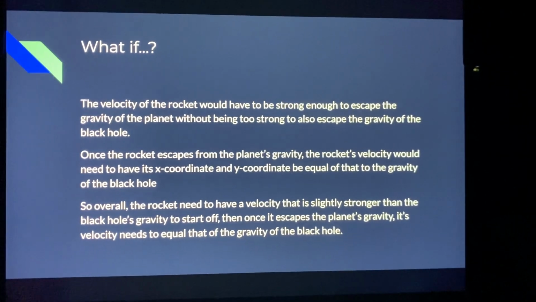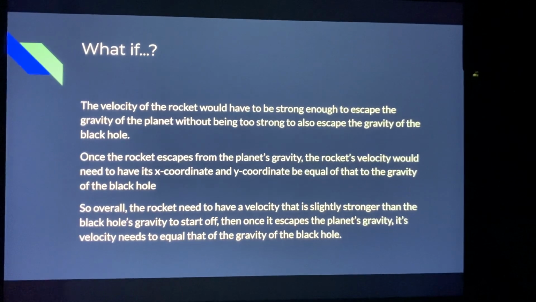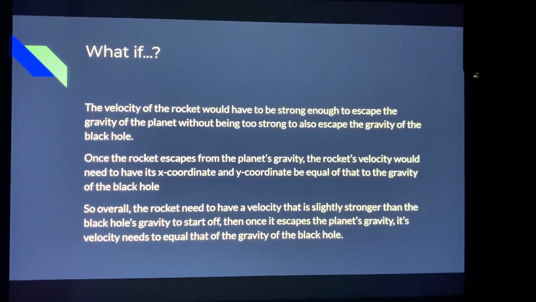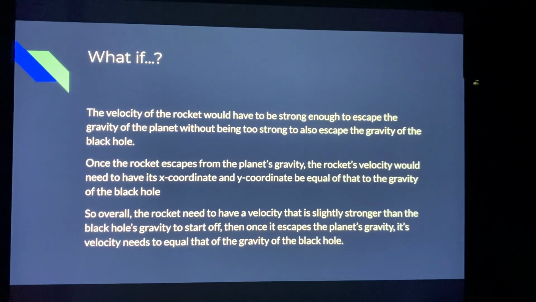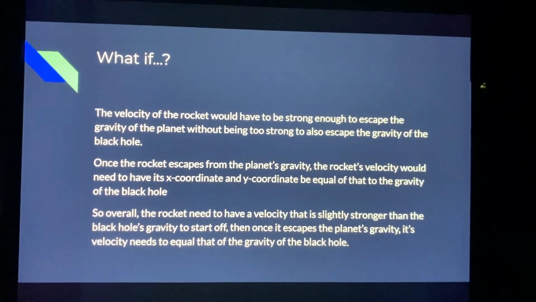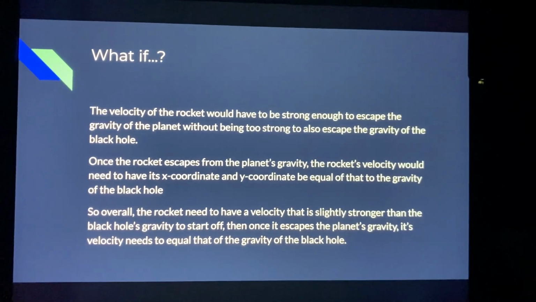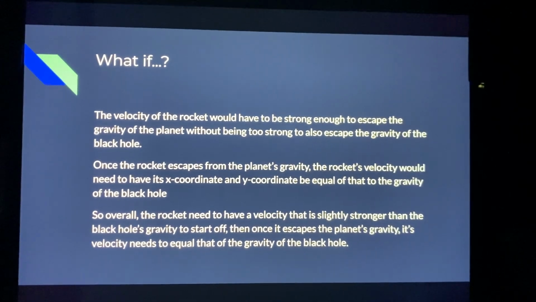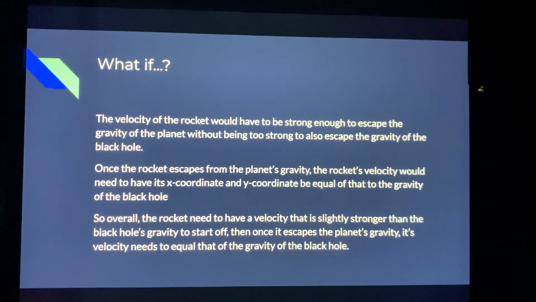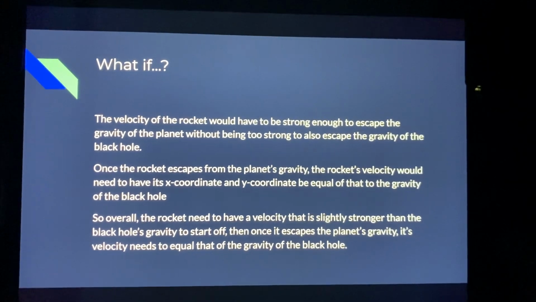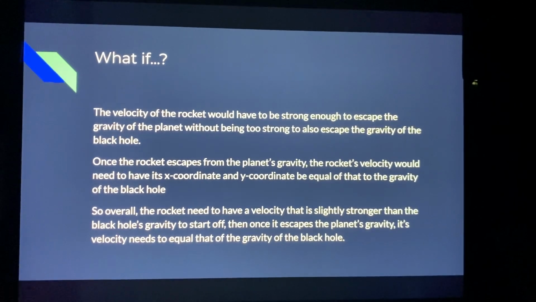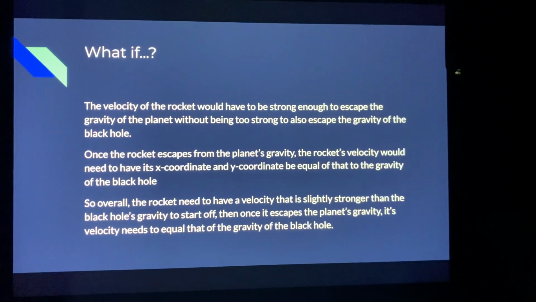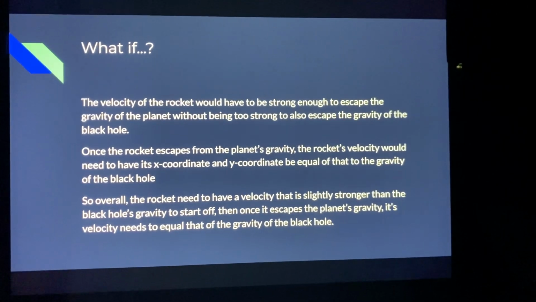Now, what if you wanted the rocket to orbit the black hole but escape the planet? Well, obviously you would need enough velocity to escape the planet's gravity, but your velocity of the rocket would need to be equal to the gravity of the planet, since you want to remain in orbit. Considering the x-coordinate, since your y-coordinate is going to be the planet's gravity because it's going to be pulling the rocket down, you want your x-coordinate to also be equal to the black hole's gravity, so it will fall in the other direction and never even crash into the black hole.